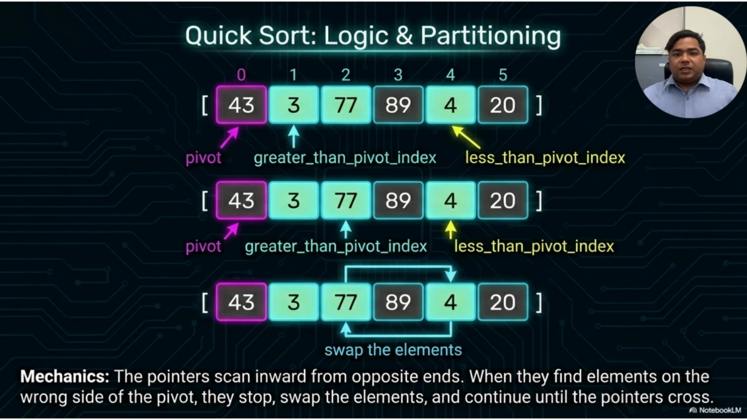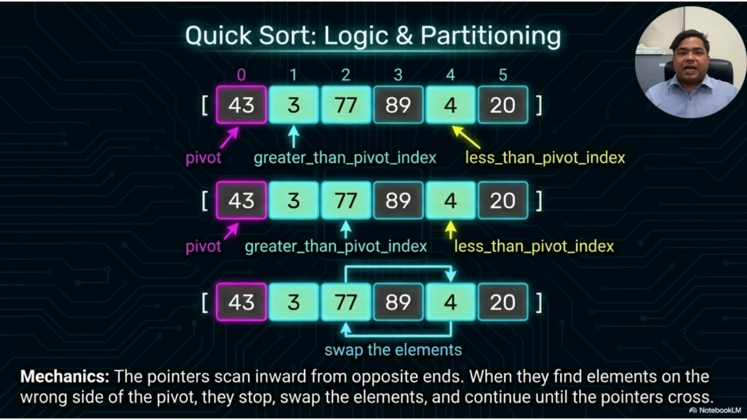The goal is to rearrange the list so that smaller values go to one side of the pivot and larger values go to the other side. Here the algorithm uses two pointers. One pointer searches from the left side for an element greater than the pivot. Another pointer searches from the right side for an element less than the pivot. If both pointers find values that are on the wrong side, those values are swapped.